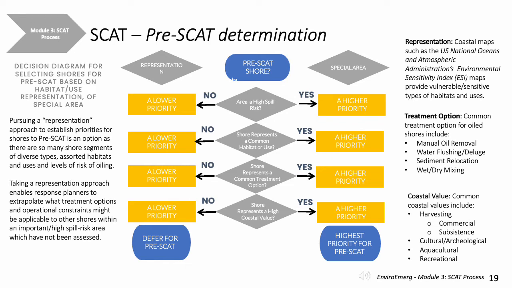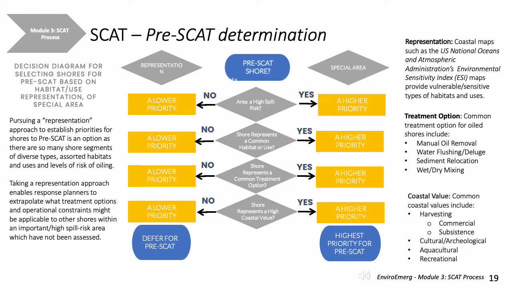There are two streams. One is to look at it from a representative standpoint. The second is to look at a special area. Taking a representative approach enables response planners to extrapolate what treatment options and operation constraints might be applicable to other shores within an important high spill risk area. An example would be a typical West Coast estuarine marsh area. Another may be a shell hash beach that represents the middens of First Nations.